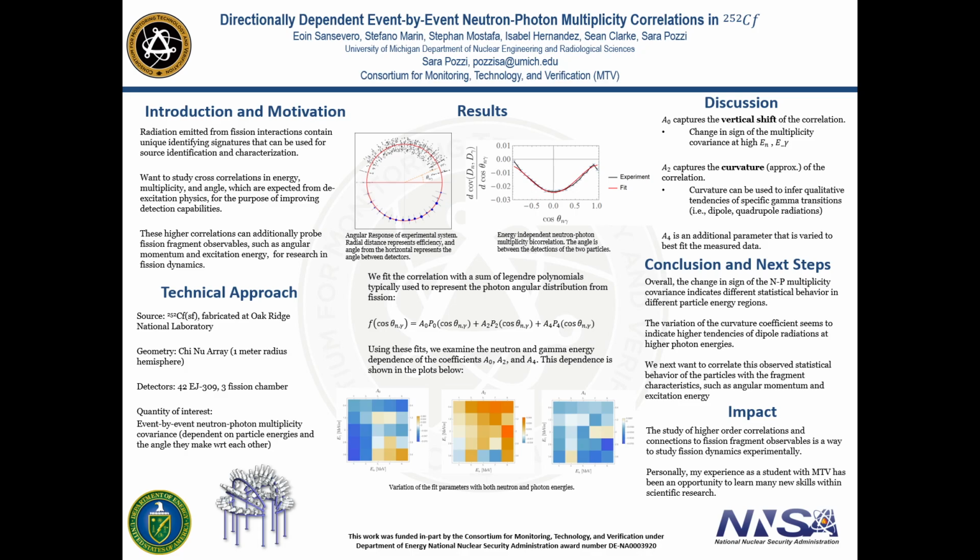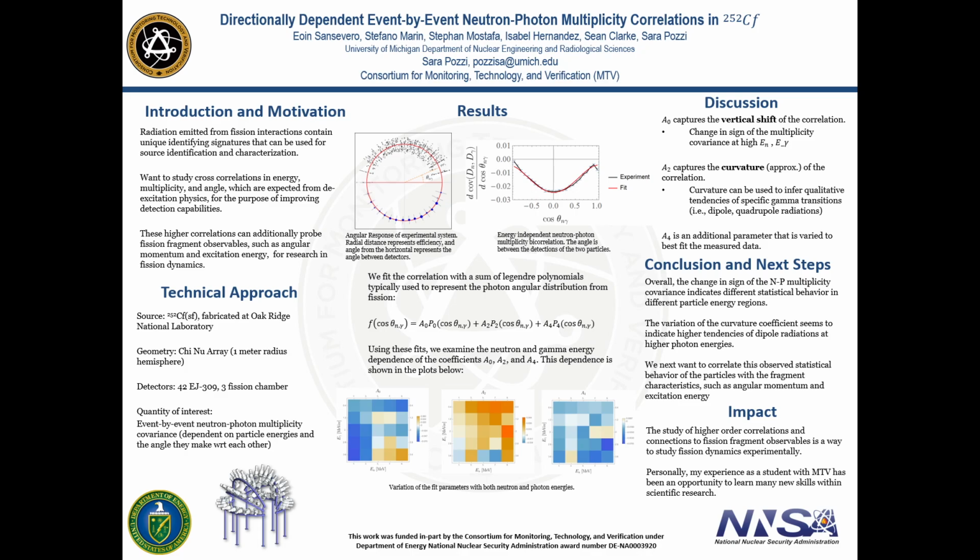So the specific correlations that we study are neutron-photon multiplicity correlations, which have been pretty well characterized in the past, and it has been shown that there's a negative correlation between the multiplicities of neutrons and photons. However, the dependence of this correlation on quantities such as particle energy and angles has yet to be fully characterized.